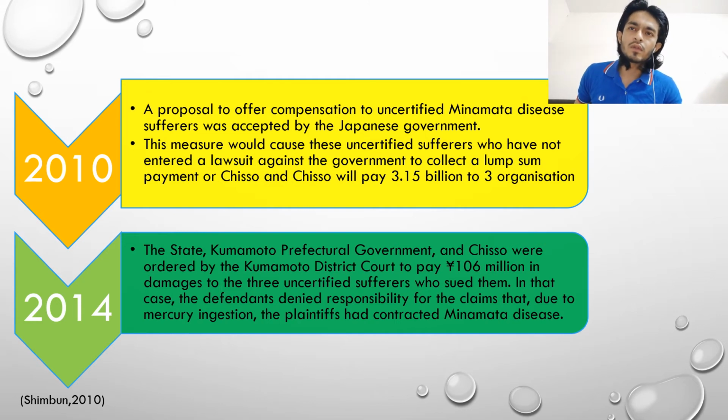In 2014, the state, Kumamoto Prefectural Government and Chiso were ordered by the Kumamoto District Court to pay 106 million yen in damages to the three uncertified sufferers who sued them. In that case, the defendants denied responsibility for the claims that, due to mercury ingestion, the plaintiffs had contracted Minamata disease.